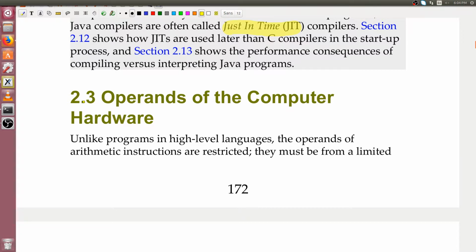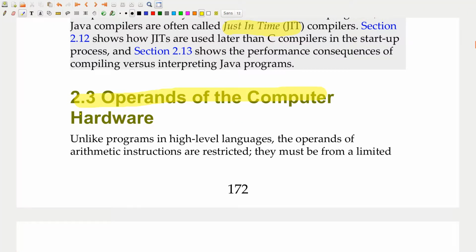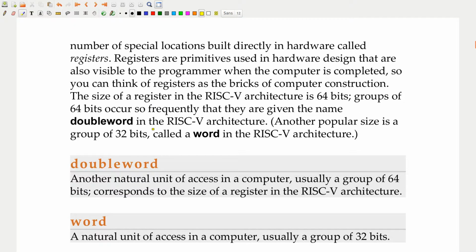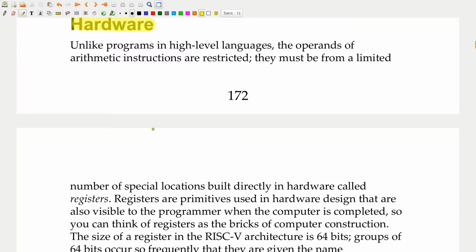So let's see. We've got operands of the computer hardware. All right. So here we start to elaborate more on the instruction set and what that instruction set was actually defining. So unlike programs in high-level languages, the operands of arithmetic instructions are restricted. That means we can't put arbitrary numbers into our variables. Not like Python, where you can just shove it anything.